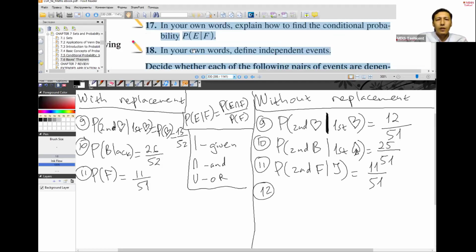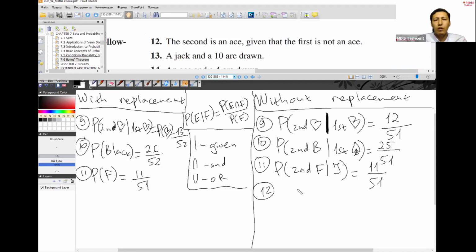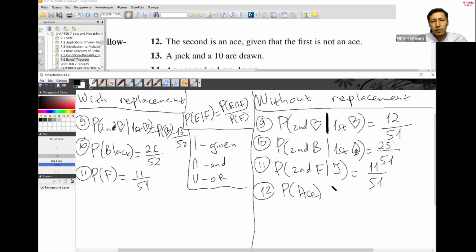So it is 11 over 51. The second is ace, given that the first is not ace. Probability of the second being ace, given that the first is ace. So here we have ace.